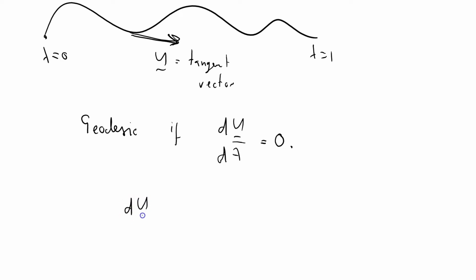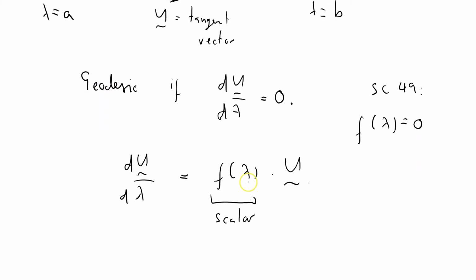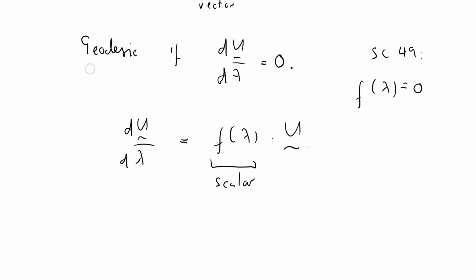I'm going to generalize it in another way as well. I'm going to take it from a to b, which shouldn't make much difference, and say du by d lambda equals some function of lambda, which is of course a scalar, times u. Before, in screencast 49, we said f of lambda equals 0. Now I'm going to generalize it slightly. It might look like I've lost all hope here, but I haven't, because the tangent vector here and the tangent vector here are the same thing.